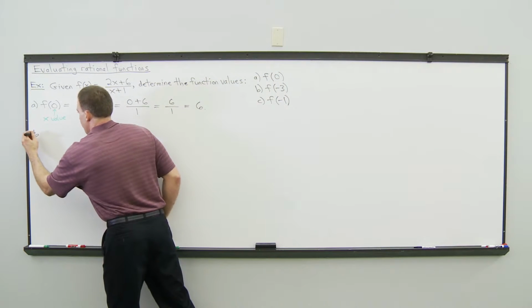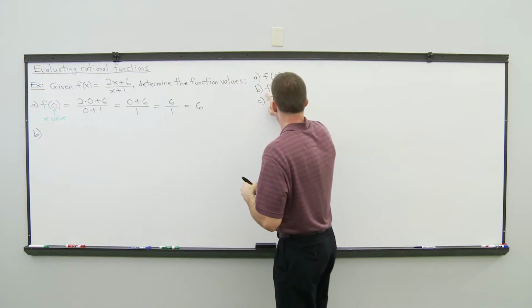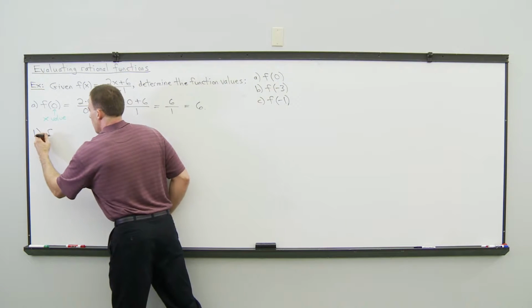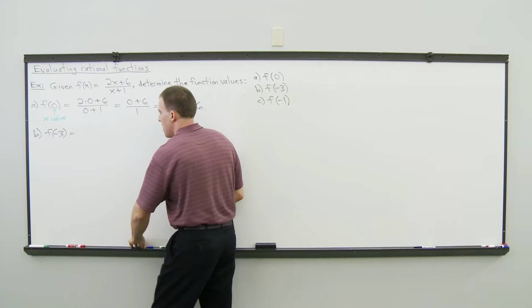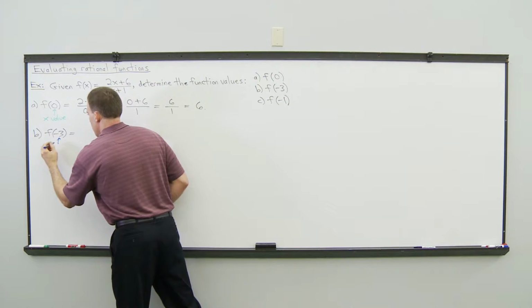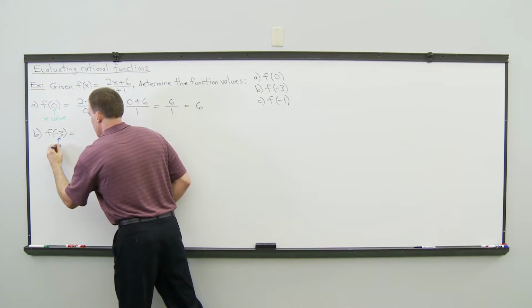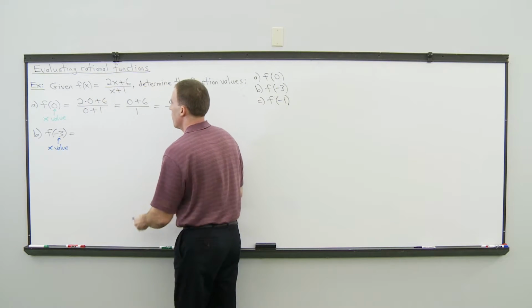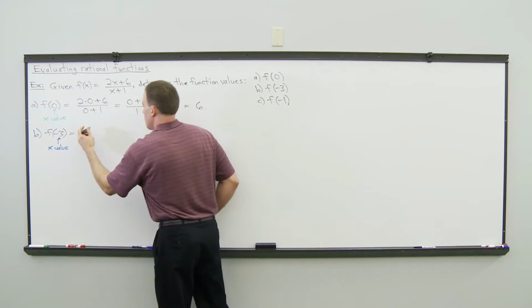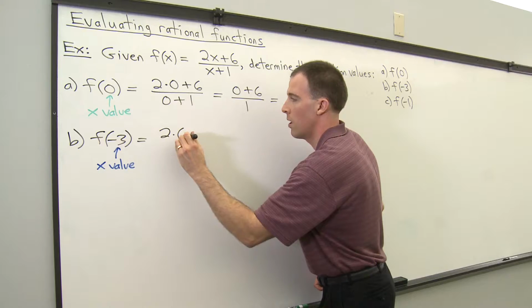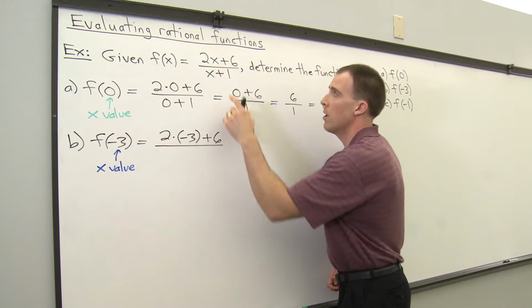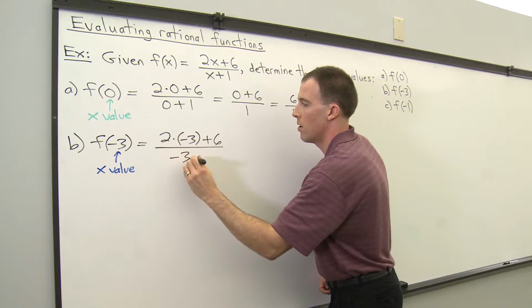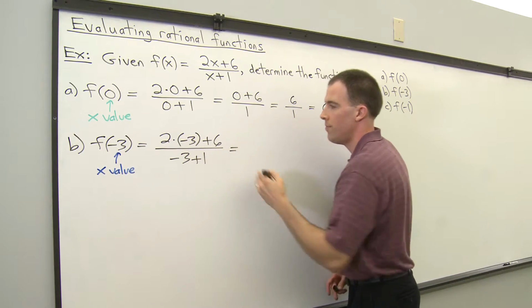For part B, they're asking for f of negative 3. Once again, negative 3 is the x value this time, so we just need to take negative 3 and substitute it into the function in place of everywhere that x occurs. So we're going to have 2 times negative 3 plus 6 divided by negative 3 plus 1.